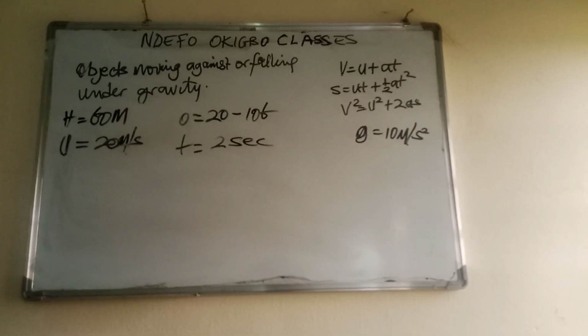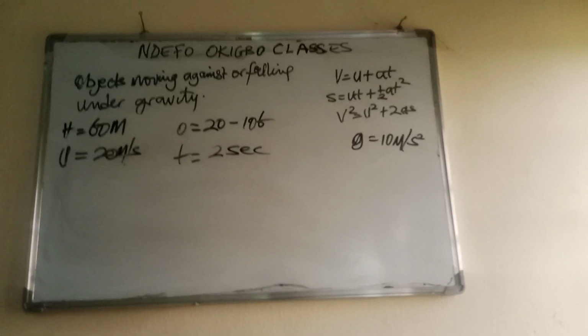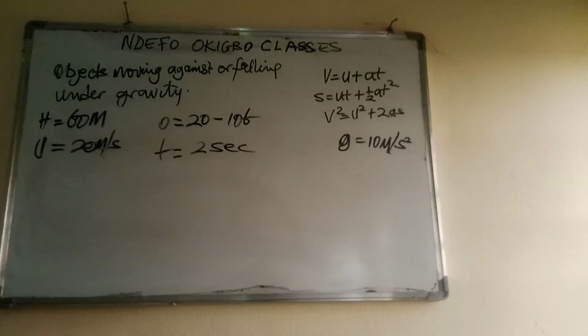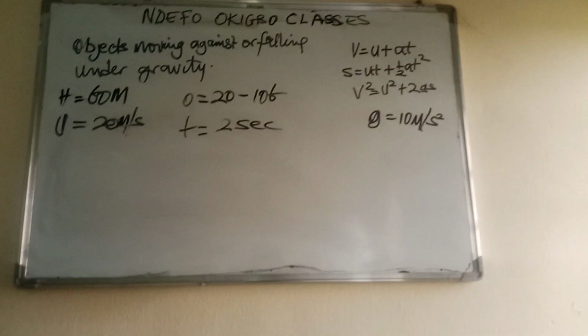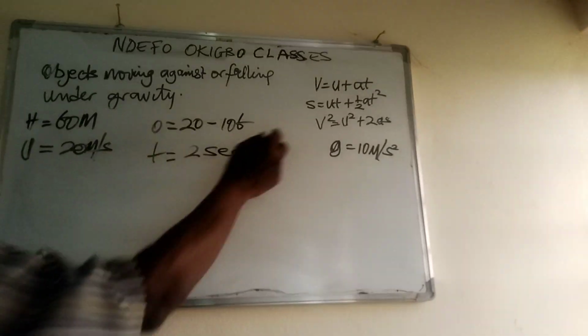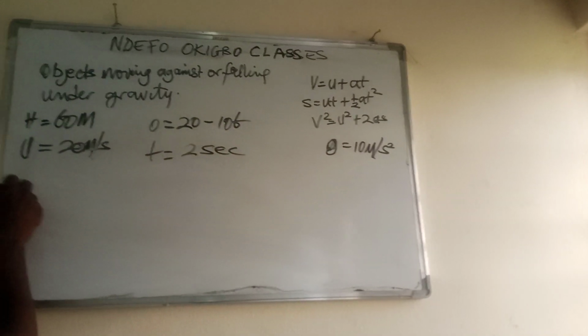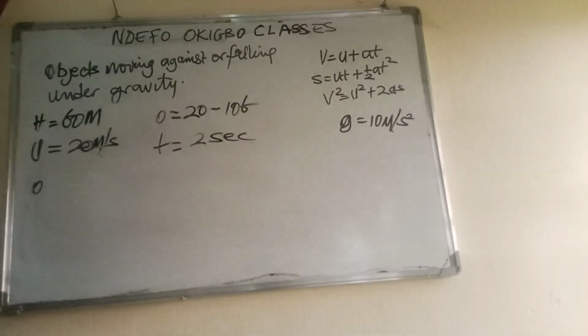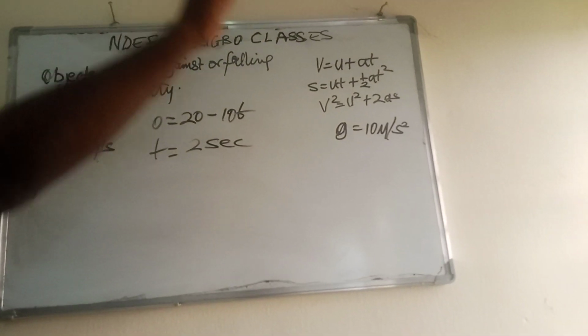Now the highest height he reached from the top of the tower, I can use the third equation to get it. If I use this equation, v will be 0, because that is the highest point it gets to. It has to stop, and if it stops, the velocity is 0.